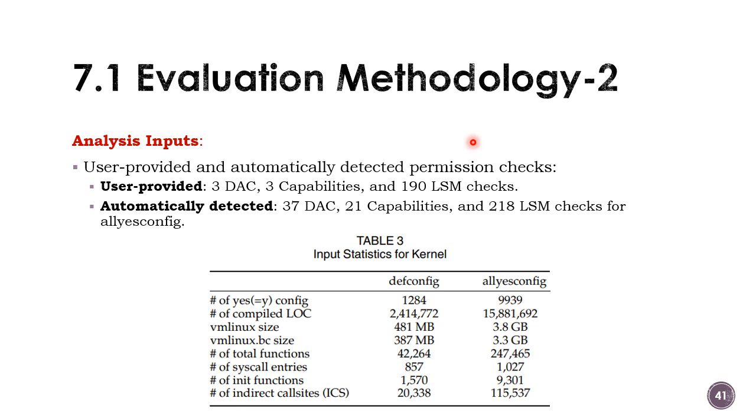In this slide, I will provide you with some basic information about the inputs of PEX in this paper. As we mentioned before, we will have a version of user-provided: the user just provides some customized numbers of DAC capabilities and LSM permission checks for detection, and automatically detected is simply the whole Linux kernel privilege functions and permission checks functions. So here are the statistics, as you can see, for both defconfig and allyesconfig.